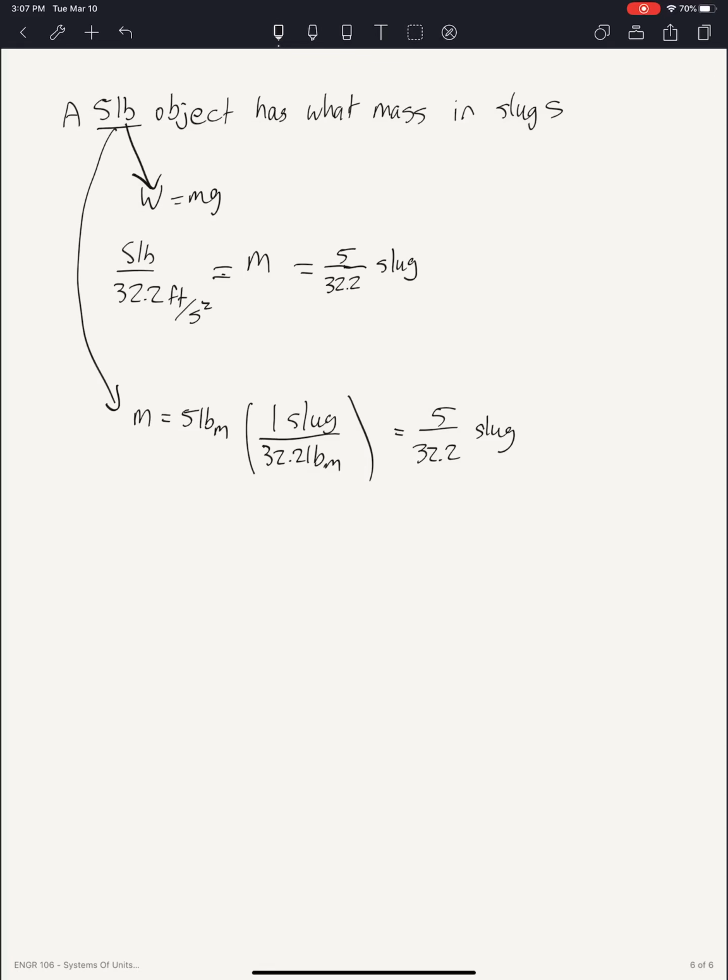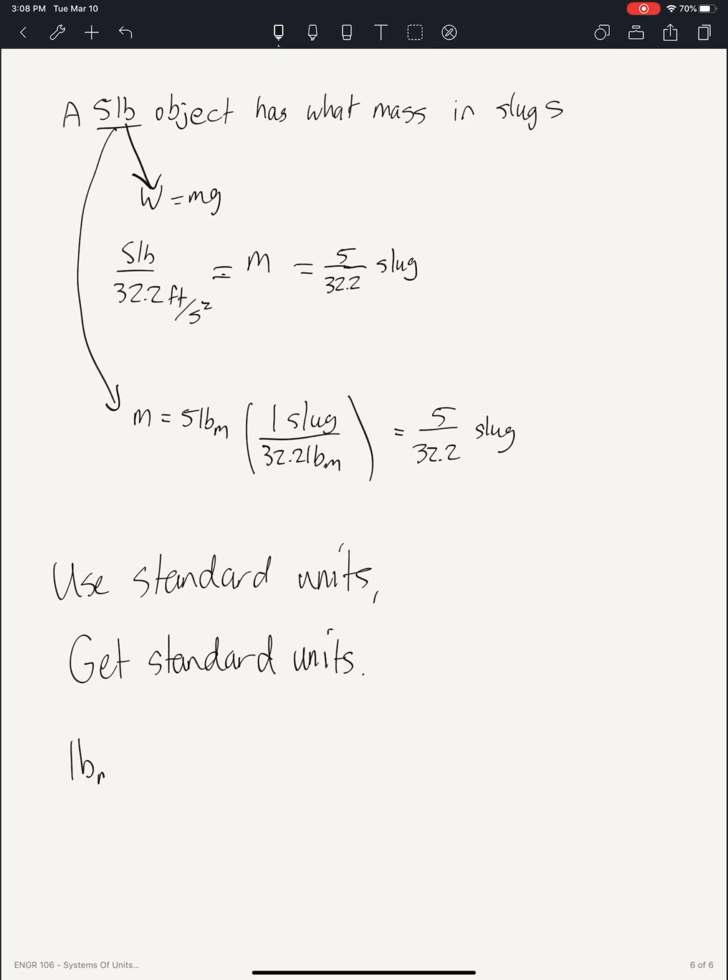Okay, so big takeaways. Use standard units. Get standard units. That is the big important thing from all of this. We just spent a lot of time talking about how pound mass is not standard. I'm just going to talk to you for a minute before we conclude this video.